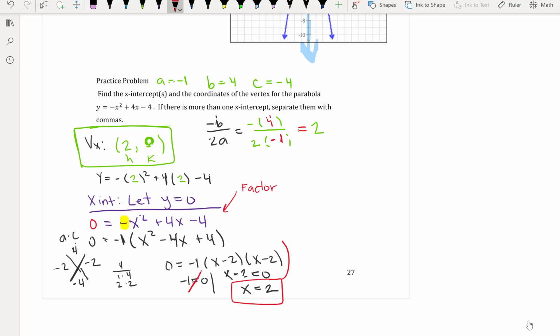So now I know that my x-intercept, if I write it as an ordered pair, because I know I have to, is (2, 0). So my x-intercept is (2, 0).